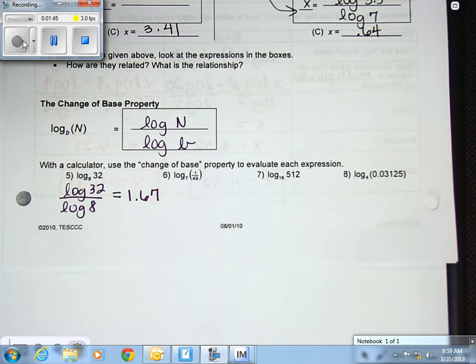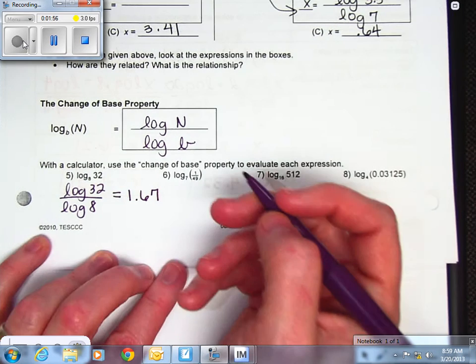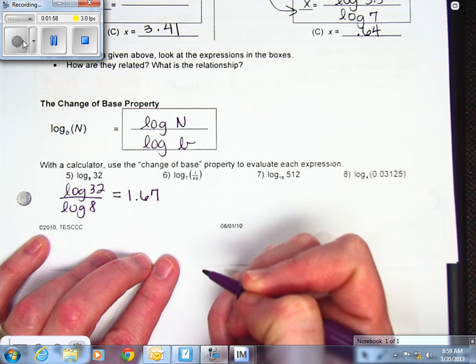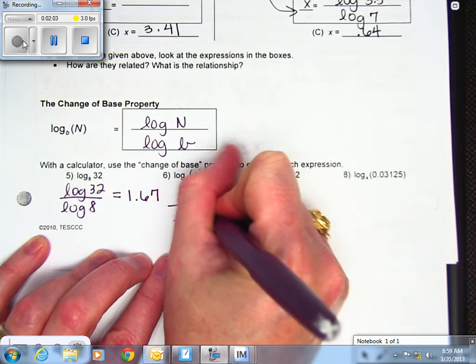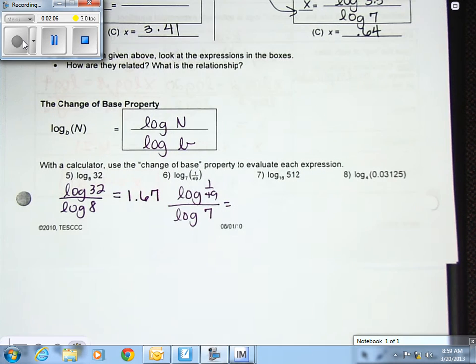So for number 6, we have log base 7 of 1 over 49. If we want to change that using the base changing formula, tell me how we're going to set it up. What am I going to write down? Log of 1 over 49 divided by log of 7. Now, you can do that on your calculator. So on your calculator, you're going to do log, and in that parentheses, you're going to do 1 divided by 49, and make sure you close the parentheses afterwards, and divide it by the log of 7. And what is that going to equal? Negative 2.